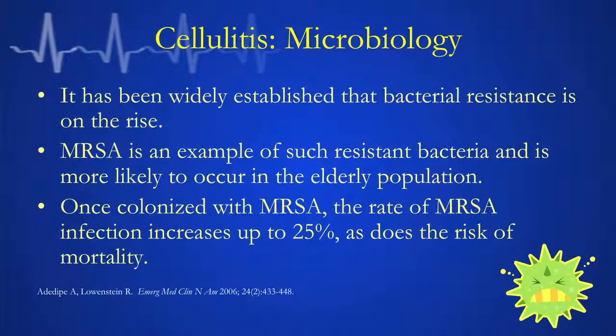It's been widely established that bacterial resistance is on the rise. MRSA is an example of such resistant bacteria and is more likely to occur in the elderly population. Once colonized with MRSA, the rate of MRSA infection increases up to 25%, as does the risk of mortality. So that means that once you're colonized with it, if you get another infection with it, your mortality is higher. Your risk of getting another infection with it is higher.